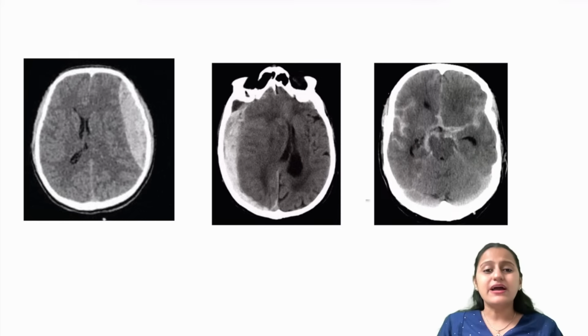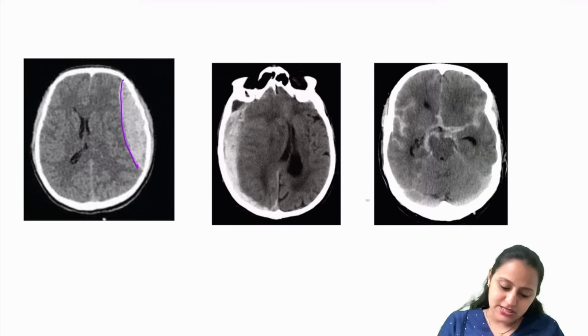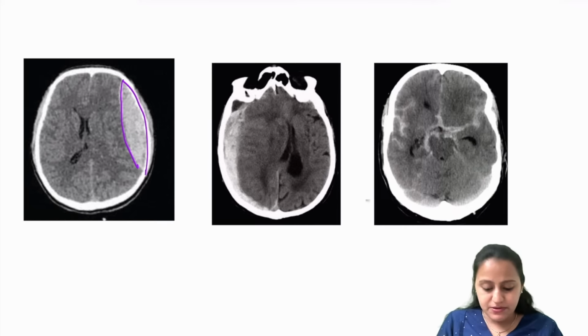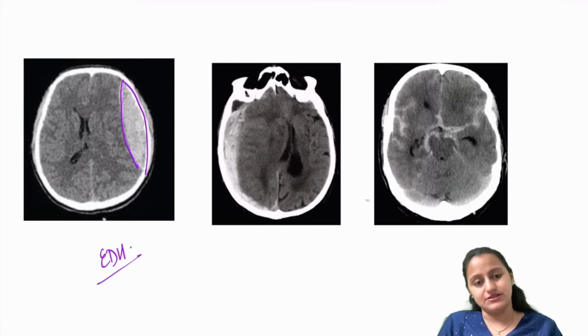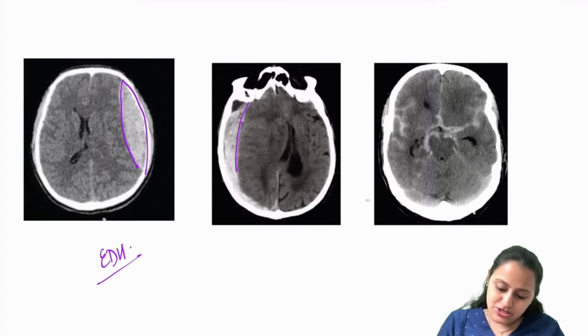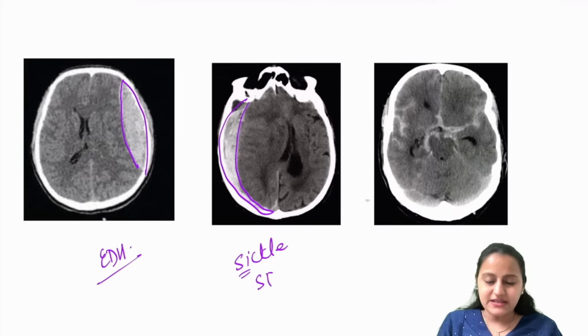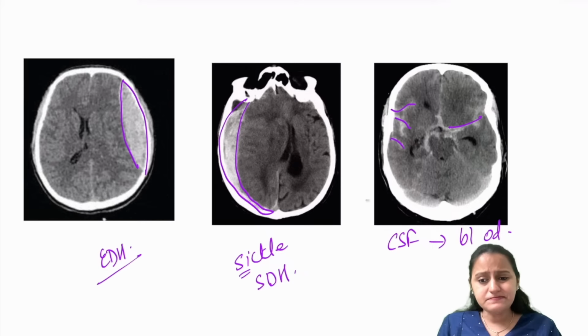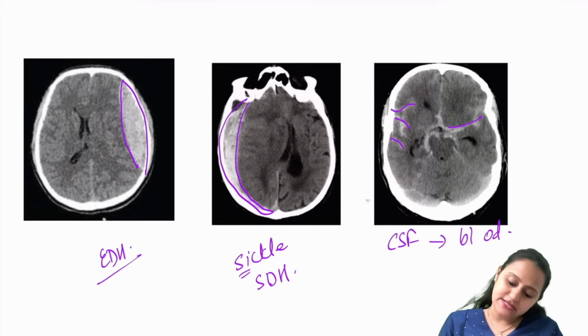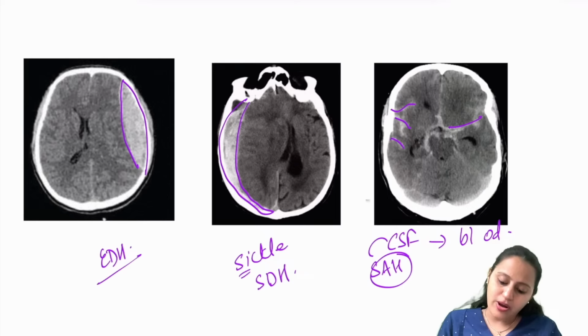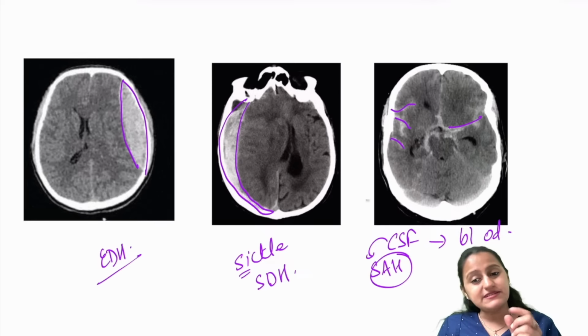Now look at the various hemorrhages here. The one which is biconvex shape is EDH. The one which is crescent shape, sickle shape, remember S for sickle is SDH. And the one which is showing blood in the CSF spaces, sulcal spaces and cisterns, where you are seeing the CSF replaced by blood, okay? So remember, this is going to be subarachnoid hemorrhage because CSF is present in the subarachnoid space.